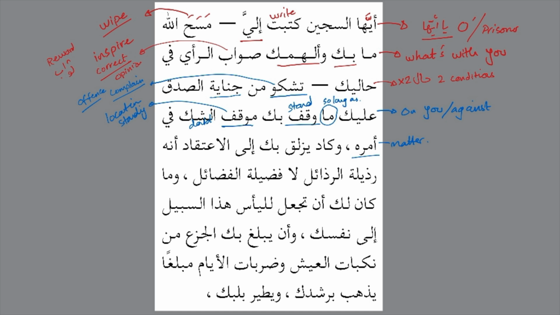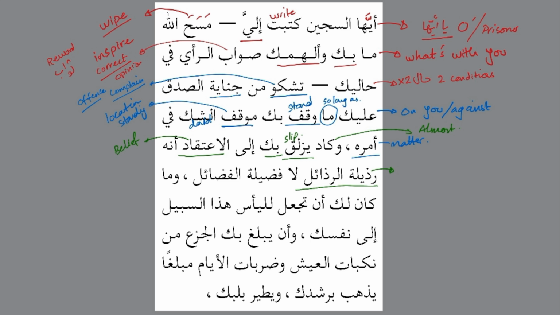Next, then he says, وَكَادَ, كَادَ means almost, about to, almost. وكاد, almost. يزلق, زلق يزلق, to slip, or to make someone trip. Bika, with you. So in other words, kada yazliqu bika, it almost made you slide and slip, fall down. Ila al-i'tiqad, to belief, to believing. Annahu radhilatun min al-radha'il, that this is considered to be a radhila.